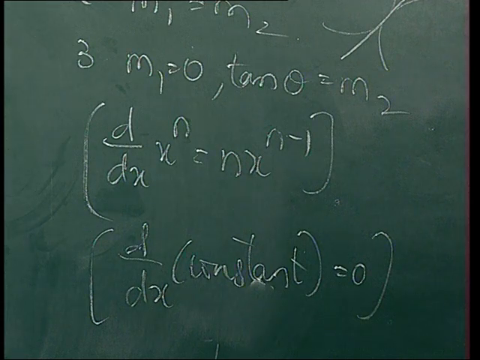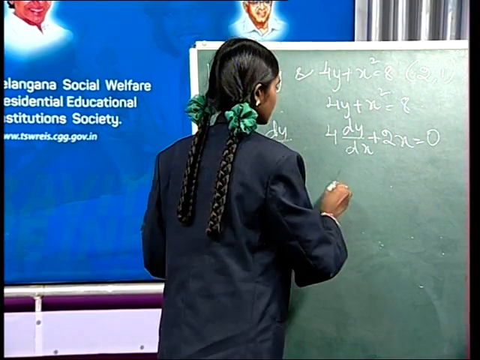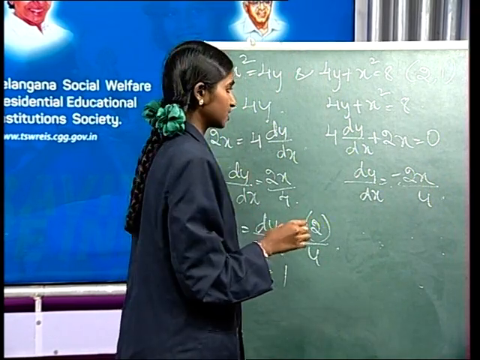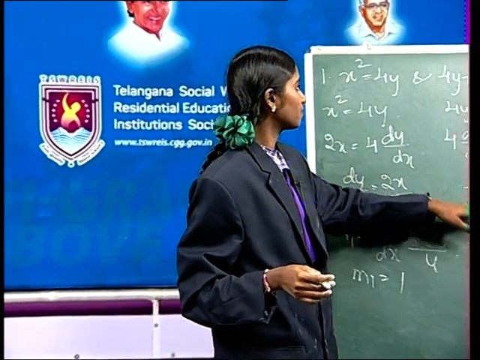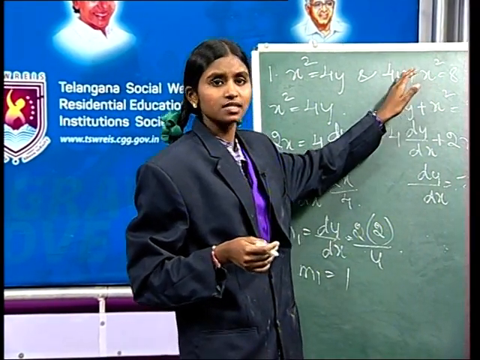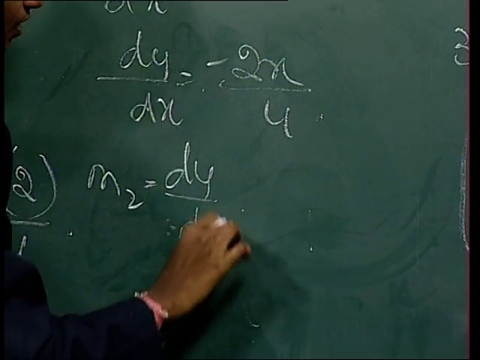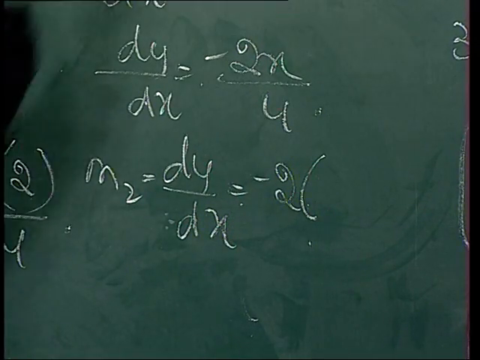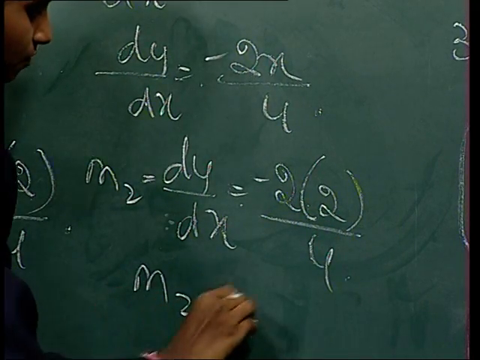Now the constant derivative is 0. I am putting 0 and then it becomes dy by dx is equal to minus 2x by 4. So, friends, again the slope of the equation of the curve is represented as m2. So, m2 is equal to dy by dx is equal to minus 2 and in the place of x we have to substitute 2. So, 2 by 4, it becomes m2 is equal to minus 1.